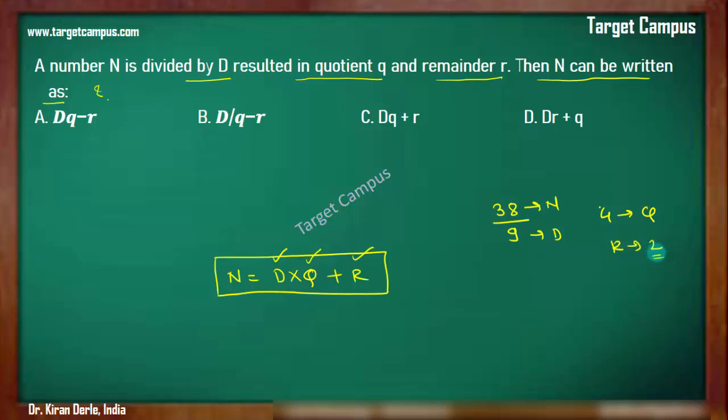Remainder will be 2, if you divide this. So 38 can be written as divisor into quotient: the quotient is 4, 9 4s are 36, plus remainder. This is also a value equivalent to 38. I hope this basic is clear. Fine. So it is D into Q plus R. This is the right choice.